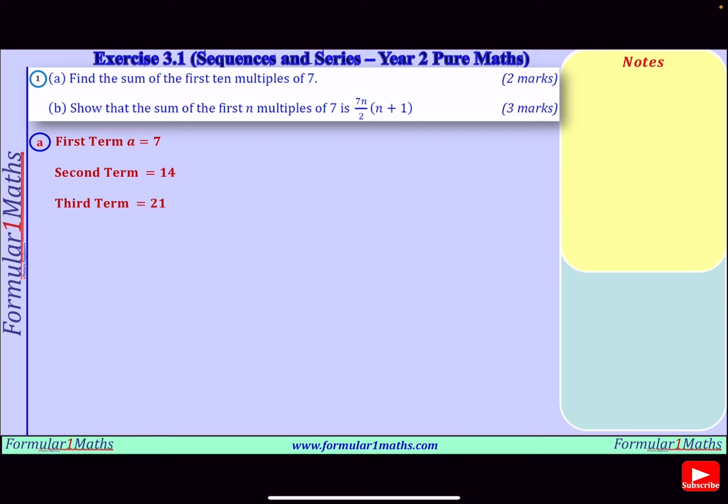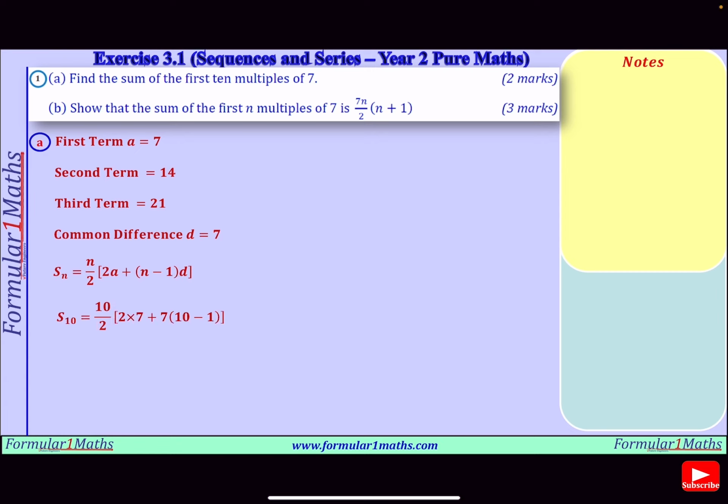So this forms the first 3 terms of the sequence. That means the common difference is 7. But the sum is given by this formula right here. All we do now is substitution. We know n to be 10, a to be 7, and d to be 7. If we do the substitution, we get this.